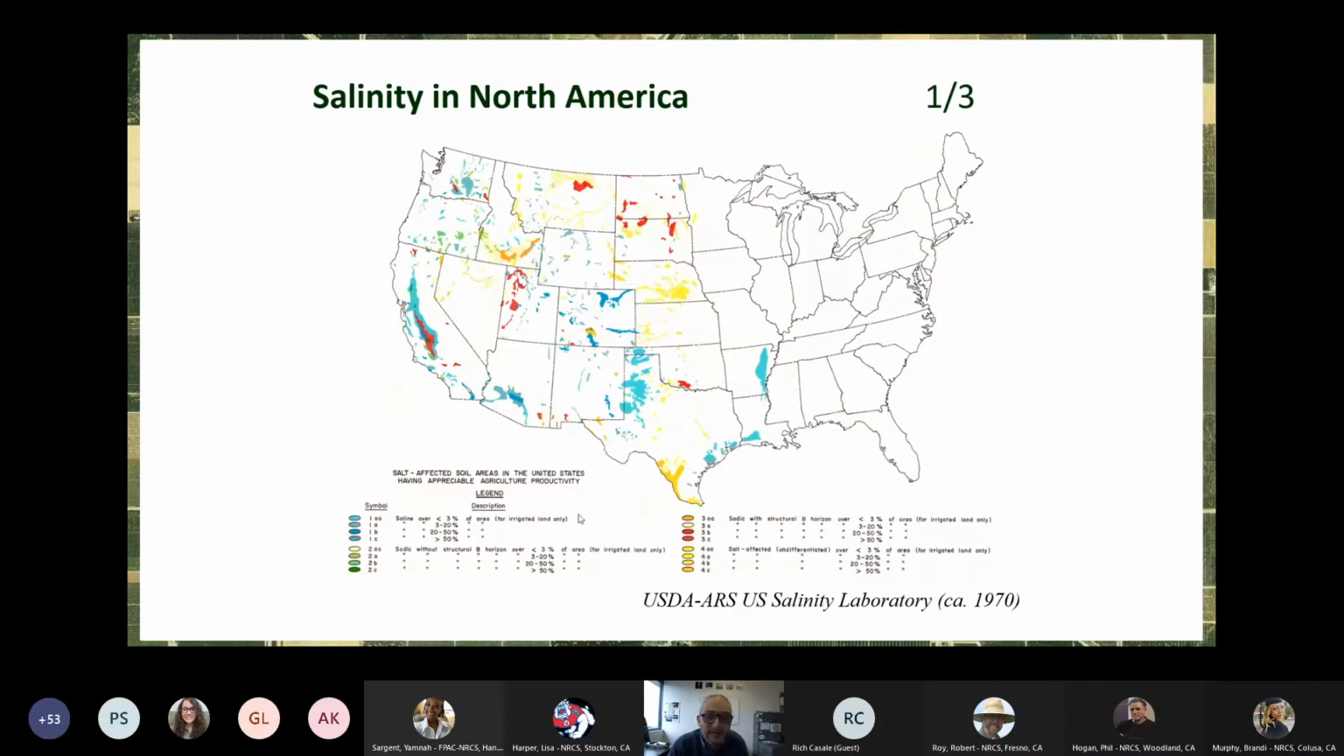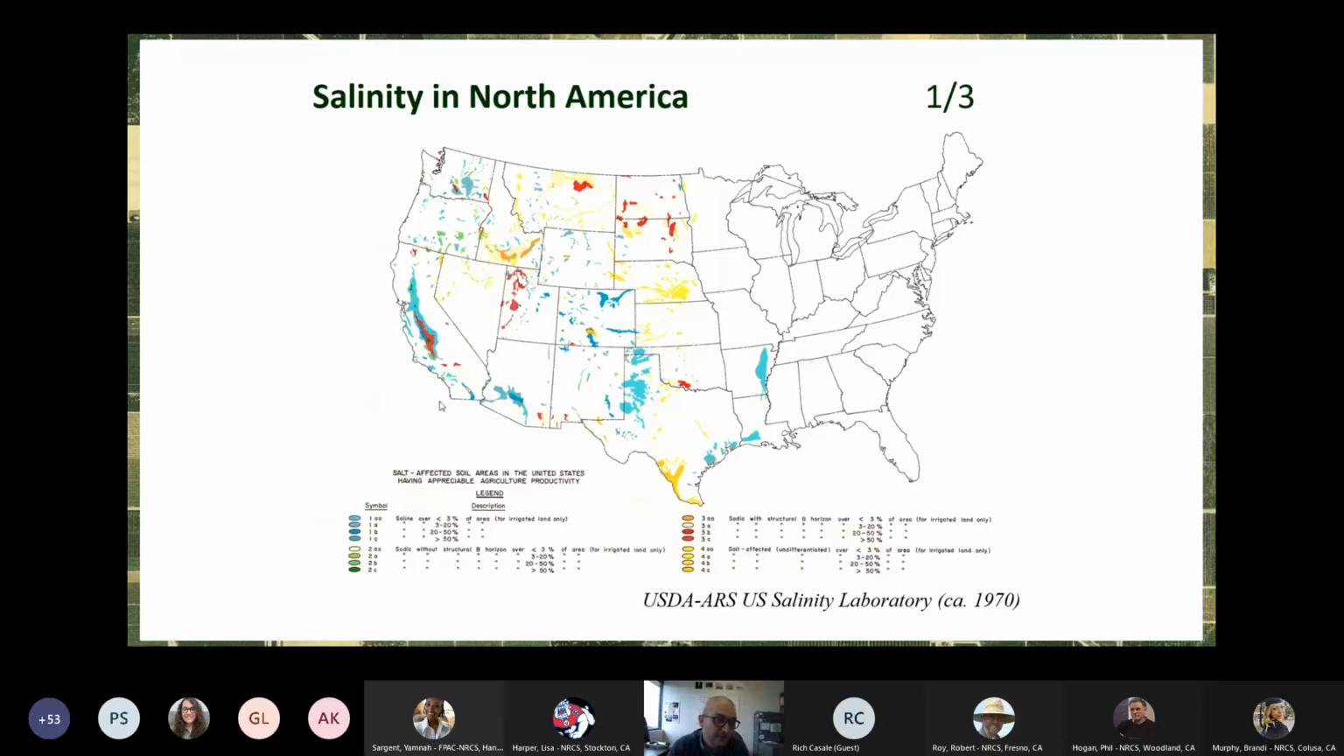So the type of data that we have for the US comes in the form of polygon maps, where we have areas that are assigned certain levels of salinity. And of course, this is a map that we have in the corridor here at the Salinity Lab that was compiled in the 1970s. And nowadays, the successive iterations of the soil surveys from the different NRCS agencies across the US have refined the spatial representation of these maps. But the point is that we don't have much quantitative information in agricultural soils.